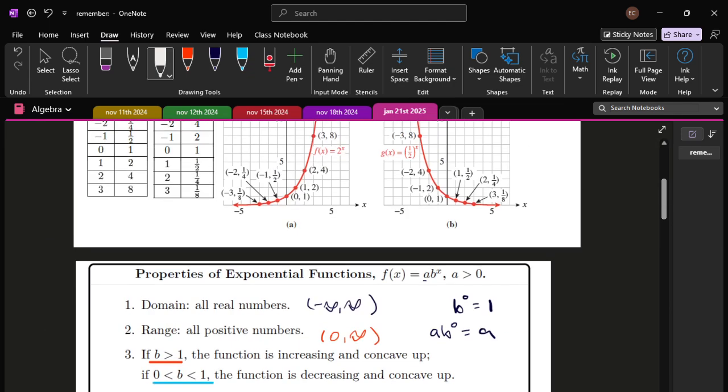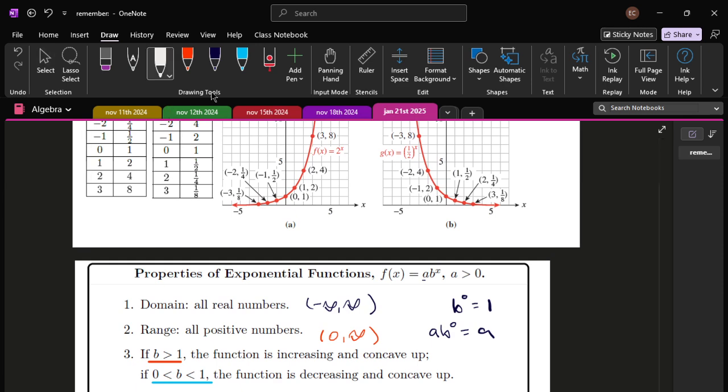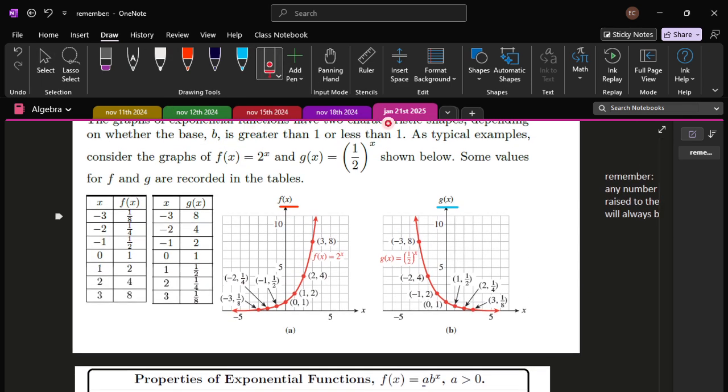Remember, for that reason right here, when it says the range is all positive numbers, no matter what, we're always going to have a fraction. These numbers are going to get really close to 0, but they're never going to touch 0. Same thing with 2 raised to the x. When you go into the negative side of it, it's going to get close to 0, but it's never going to touch 0.